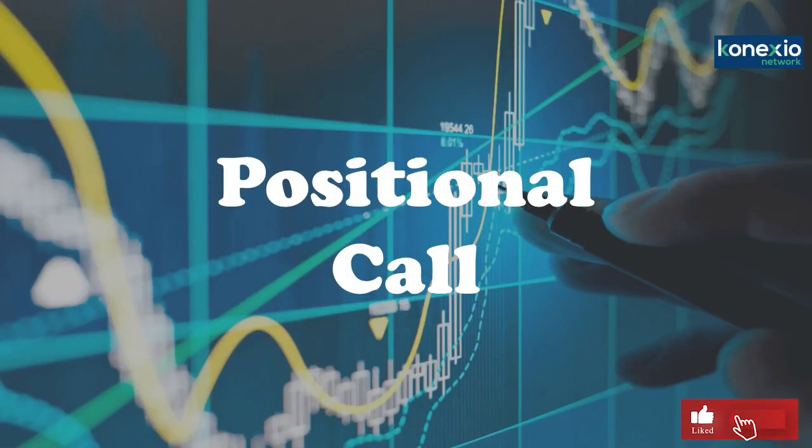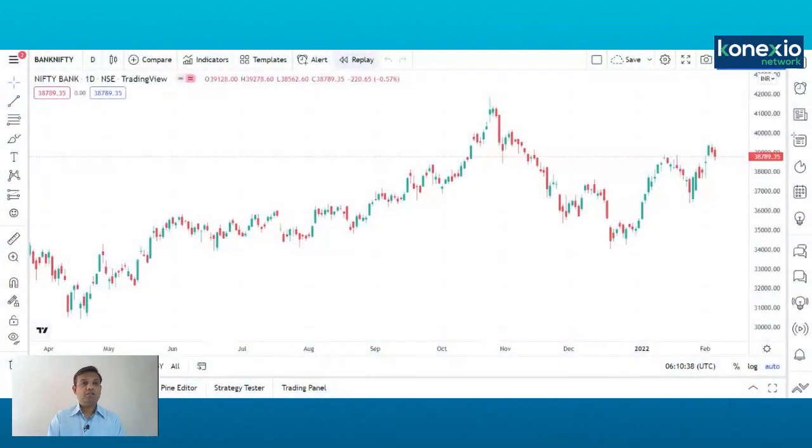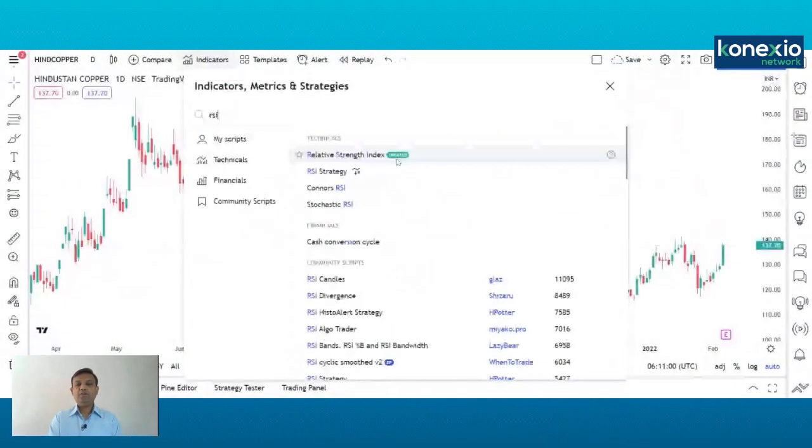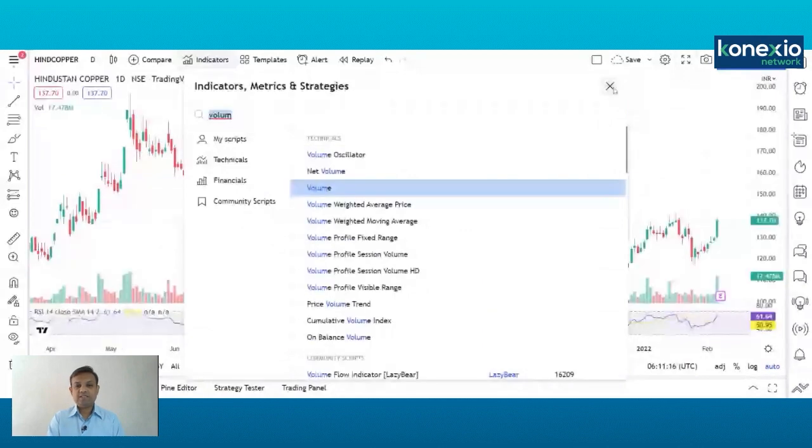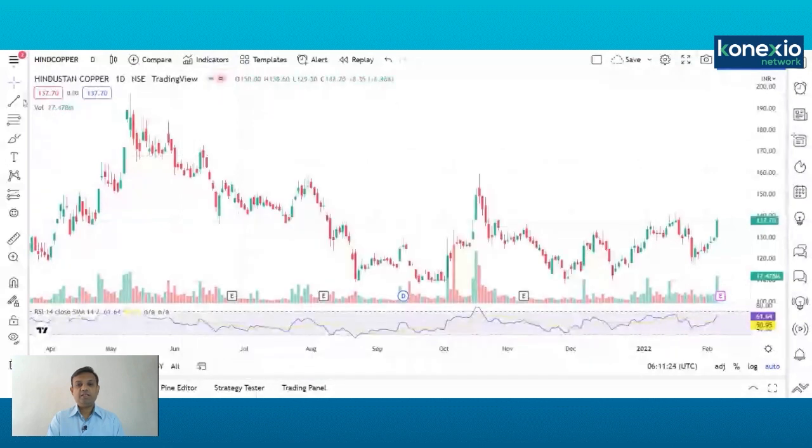Now let us come to the final segment of our show, which is a positional call. I've identified one stock. The name of the stock is Hindustan Copper, and you will see that the stock has been in positive territory in the last couple of days. Now here you can see the stock has been consolidating from these levels. It has made a very strong base in the range of 135, 137 till 110.